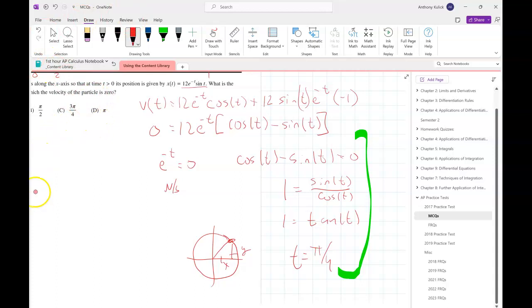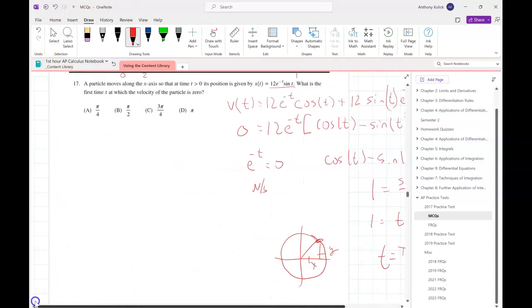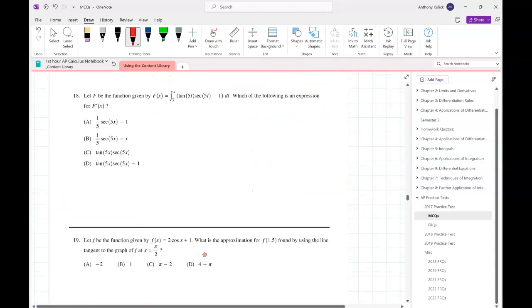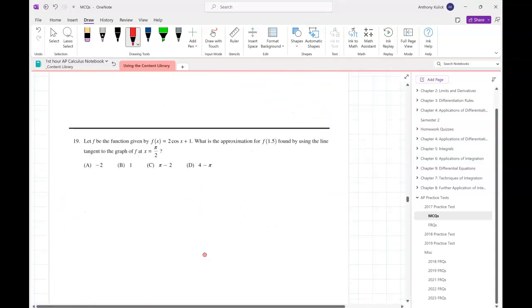All right, on to 19. This one had a lot of guesses, although most of us seem to get this right.